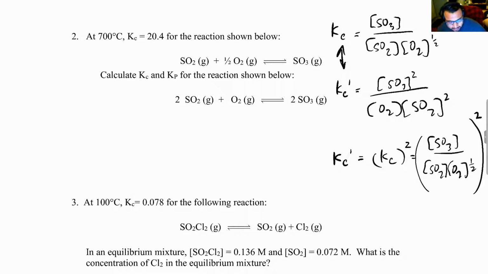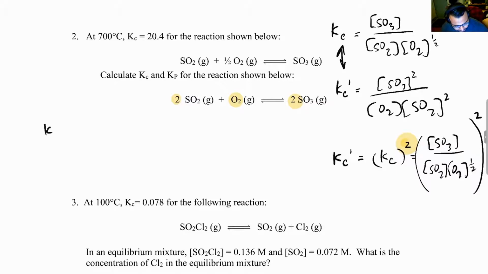Well, if you multiply some number through a chemical equation, so in this case we multiplied the number 2 through every coefficient, then you raise your original Kc to that power. So if I had multiplied the entire reaction by a factor of 1/3, then I would raise my Kc to a factor of 1/3. Okay, so then all we have to do is a little bit of math.